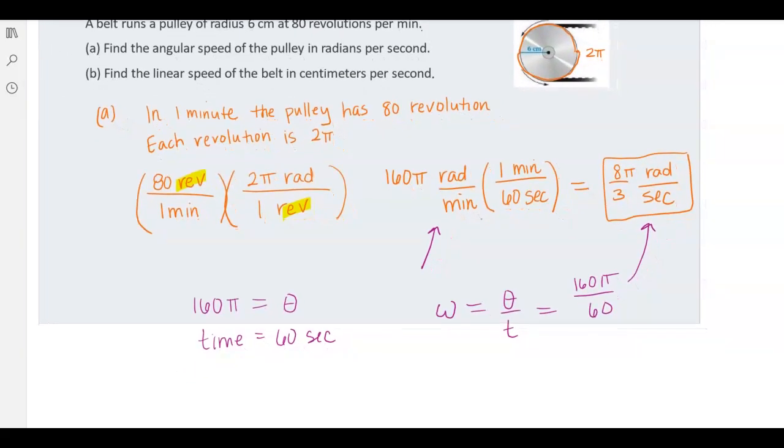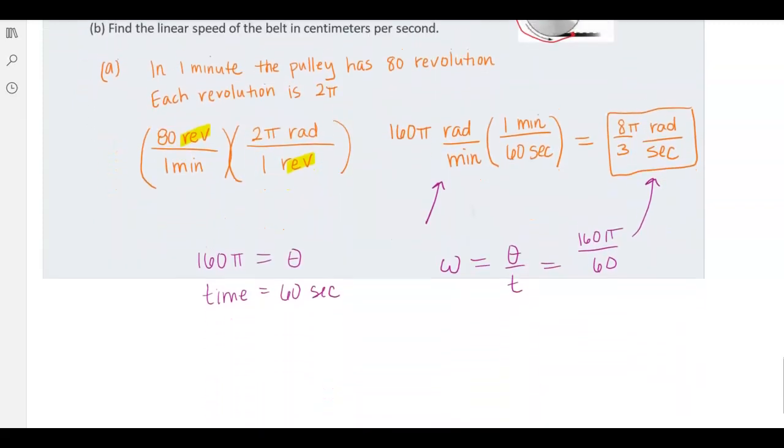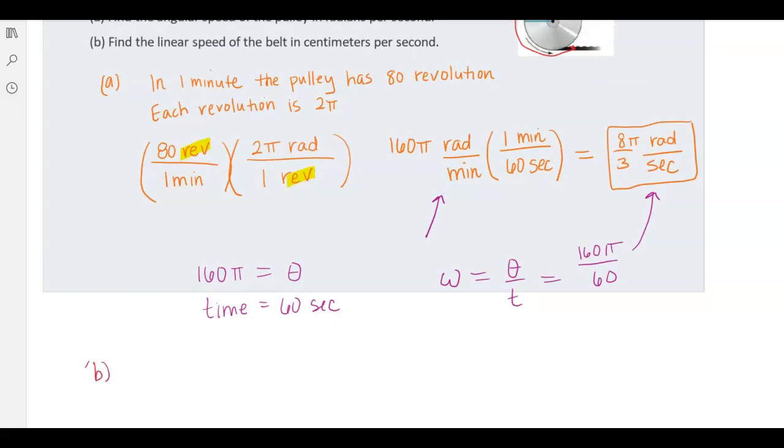All right, the second part of the question is asking us to find the linear speed. So if there was a point sitting on the outside, or maybe a particular point on the belt, right, that's moving around the pulley. Say there was a point here. What's the speed of that going around the outside? So for part B, we're going to use this calculation instead, because we just found omega and we have the radius.